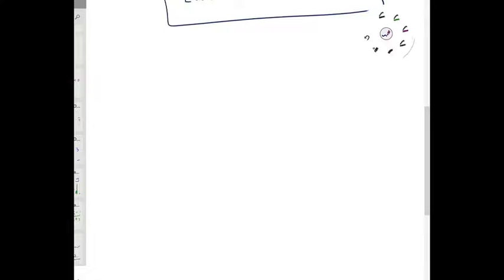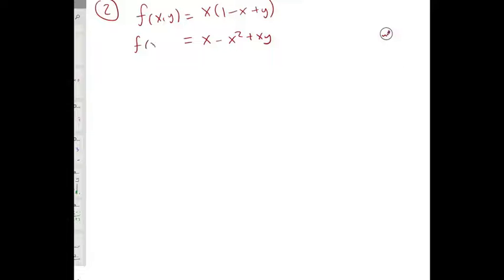So let's do one more example. We have f of x, y equals x times 1 minus x plus y, and we can rewrite this as x minus x squared plus xy. So let's find the partial derivatives. It's going to be 1 minus 2x plus y, and this is going to be x. So we set these both equal to 0.